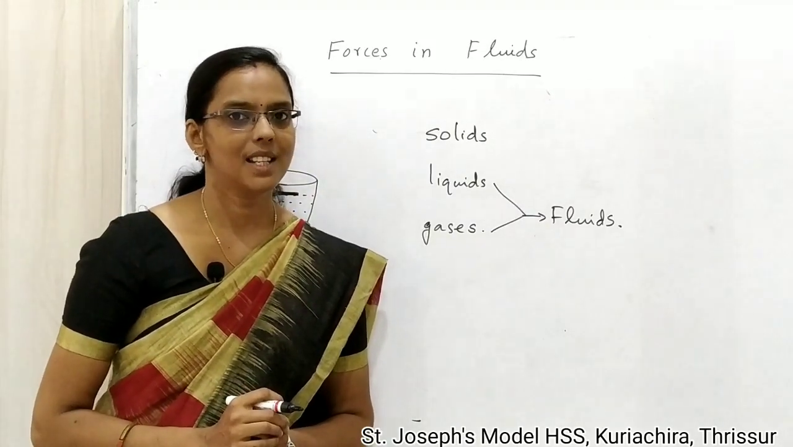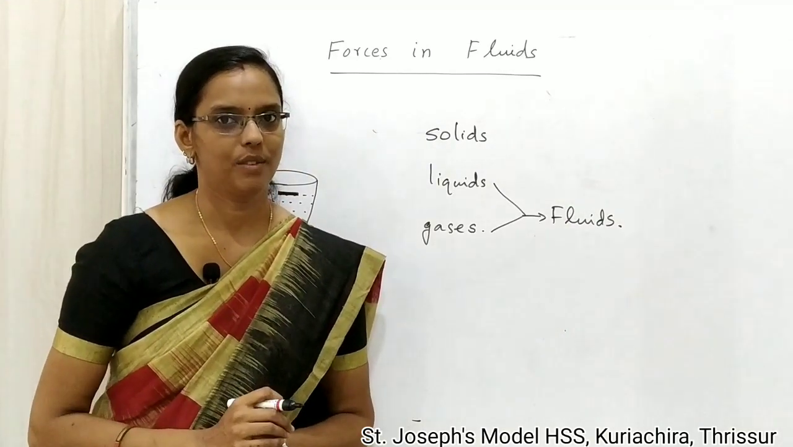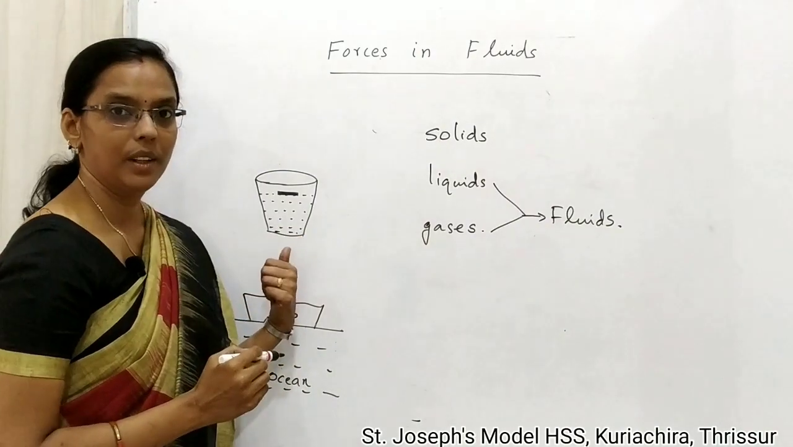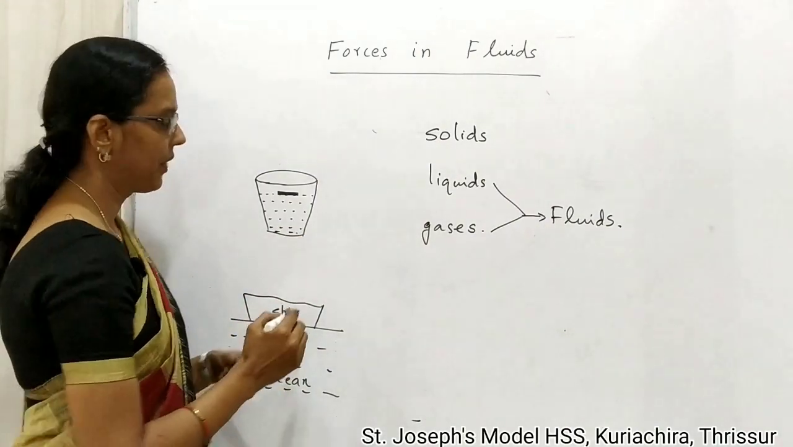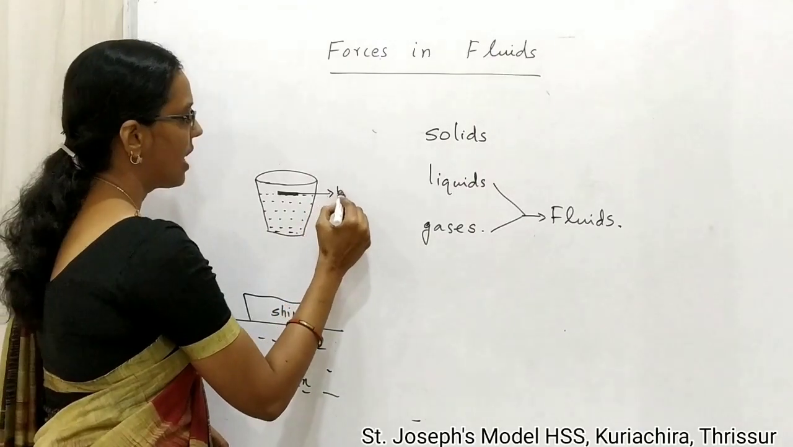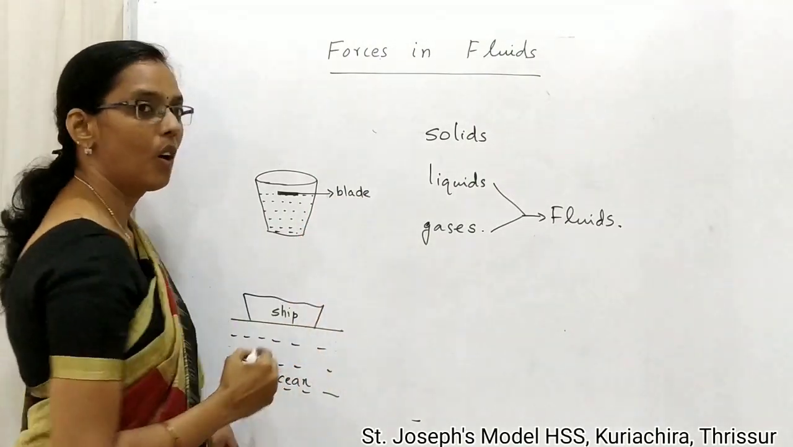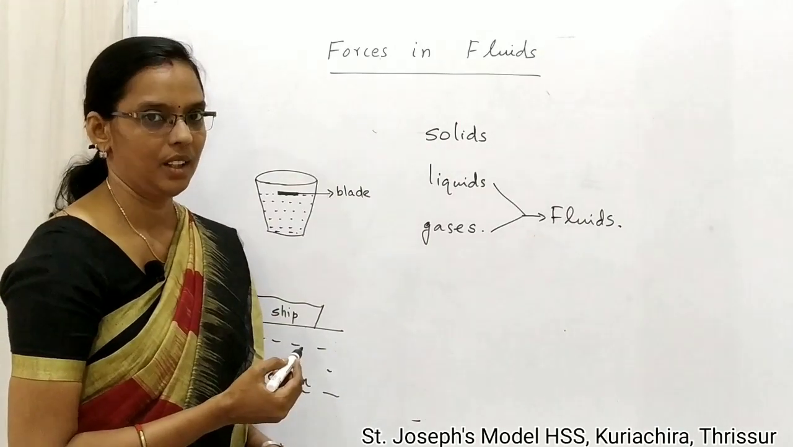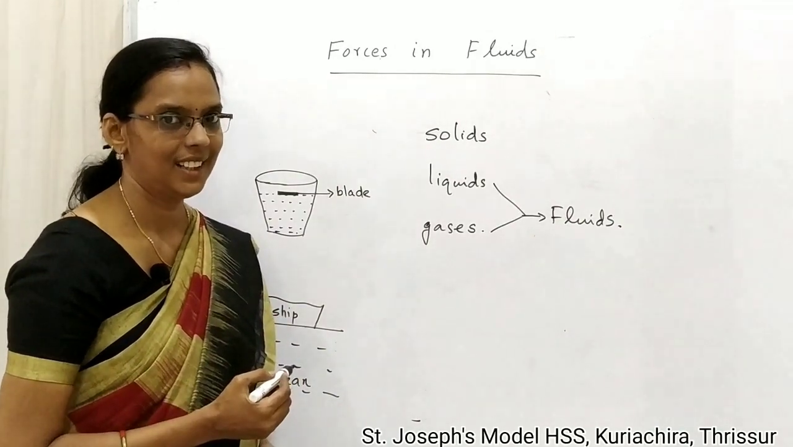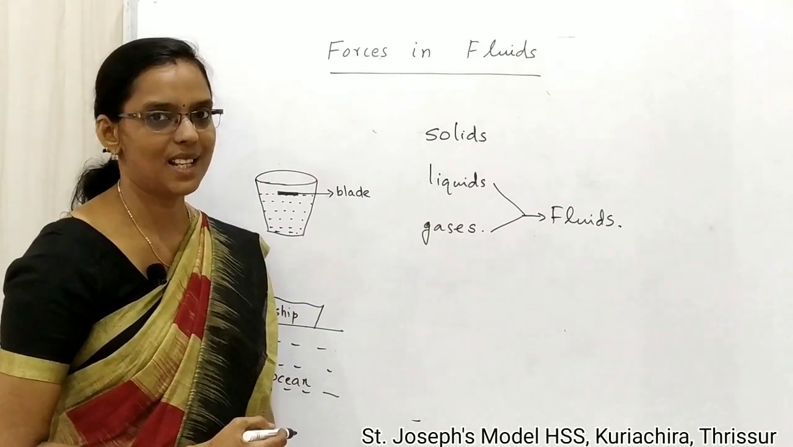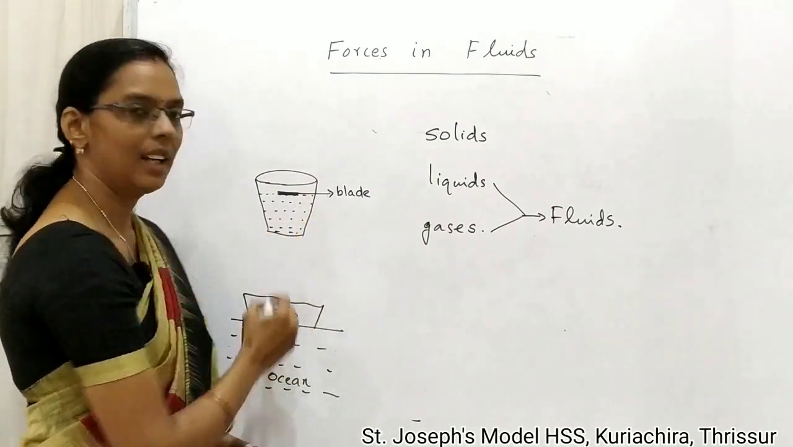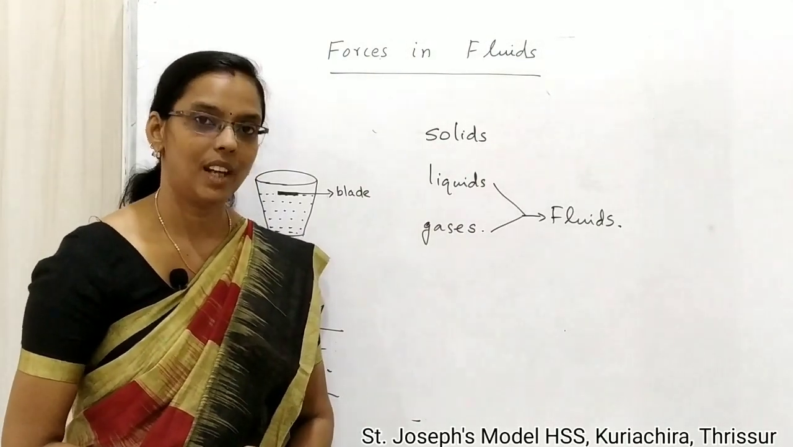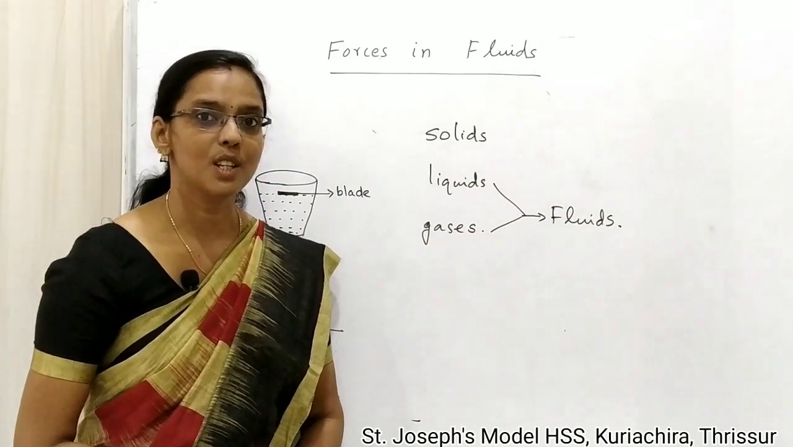Okay, now consider two instances of life. First one is, take water in a glass. Then place a razor blade on the surface of it. Okay, then what happens? You can say the answer, right? This is a very familiar example for you. This blade floats on water. Why does it float on water? Because the weight of the blade is very small.